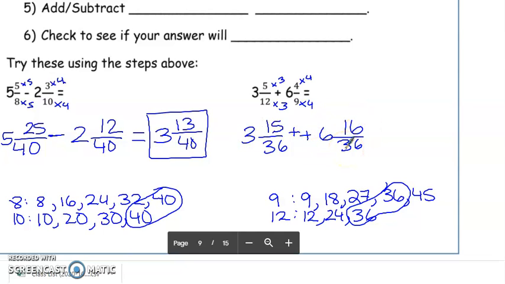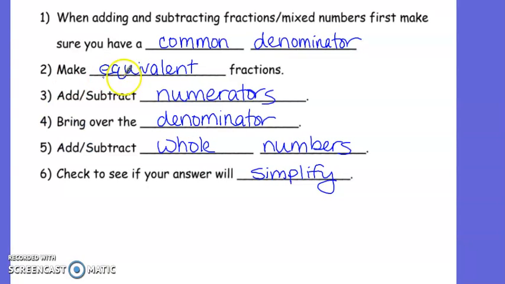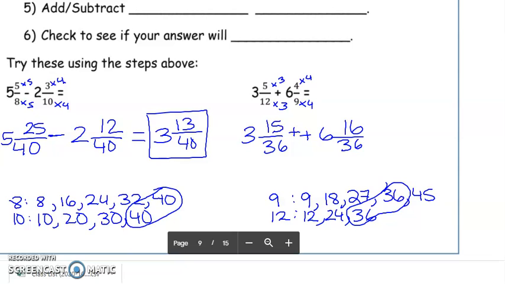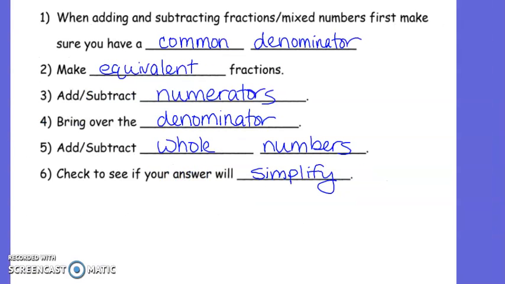So I just made equivalent fractions here. So after making equivalent fractions, we're going to add or subtract the numerators. And this time I see add. I don't know why I have that add sign twice. I don't know why I have my highlighter either. Okay, so your job is to add the numerators. 15 plus 16. What do you get? Hopefully you're getting 31. I don't know why I put that on the bottom though. 31. And then on the bottom, bring over the denominator.